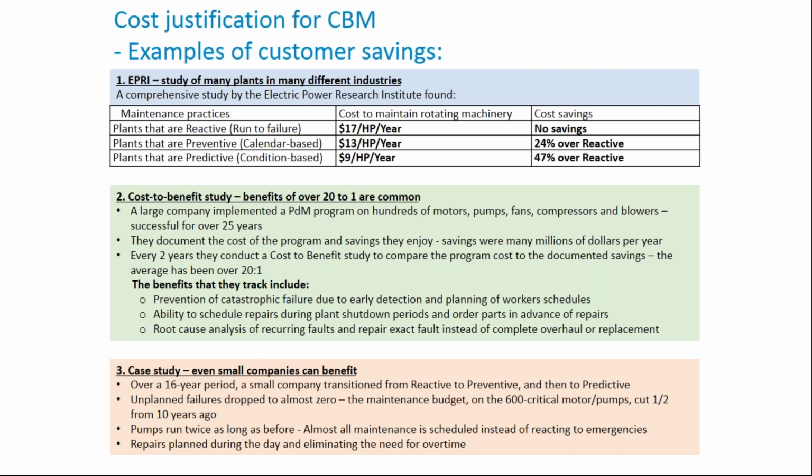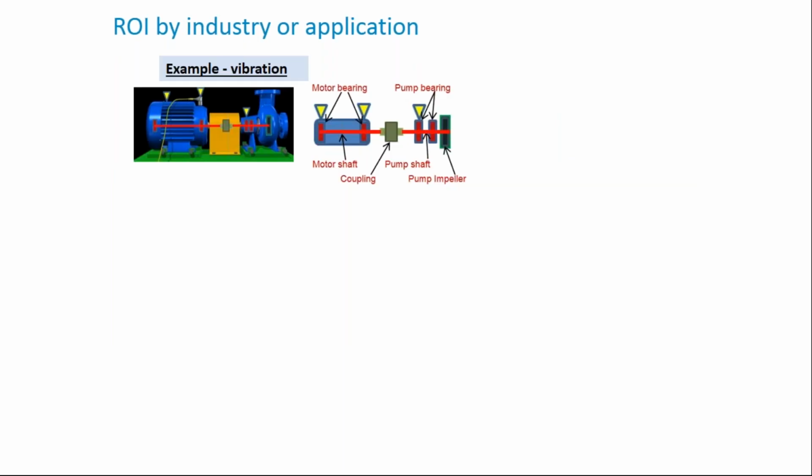One at the bottom is a case study from a small company that over 16 years went from reactive to preventive to predictive. Of their 600 critical motor pumps, they were able to cut their maintenance budget in half over 10 years. Their machines were running twice as long, and they eliminated all downtime and all overtime. So there's a lot of examples of these case studies. The difficult part is getting numbers exactly for your machine and your application.